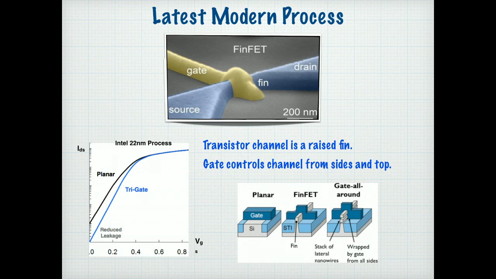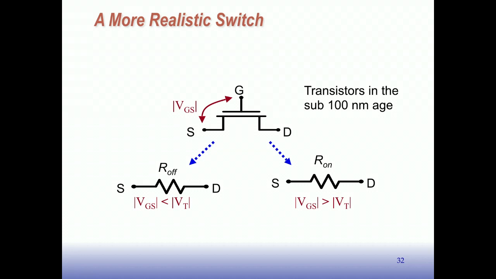Okay, so let's see, where are we? All right. So here's a more realistic switch. So this is a better model then. We have the on resistance for when VGS is greater than VT, and we have the off resistance when VGS is less than VT. So when the transistor is supposed to be off, has low voltage on the gate, it has very big resistance here, and it has a small resistance here when it's on. Right? And like I said, these are like 6 orders of magnitude different.